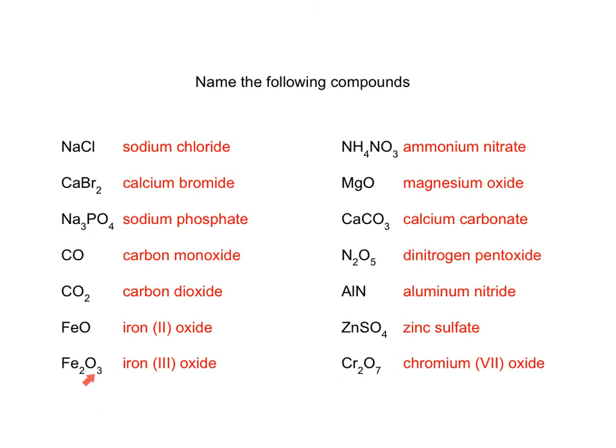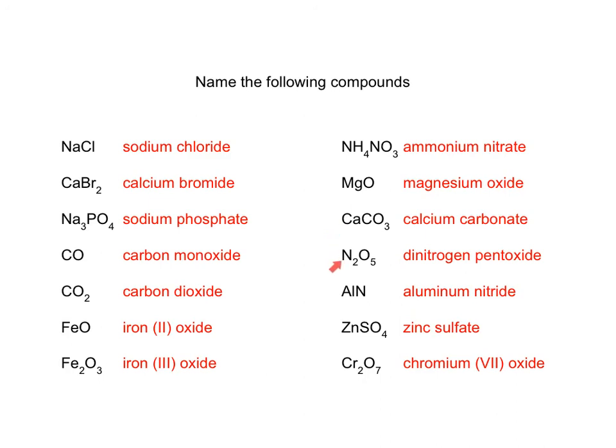Now we have 3 oxygens for a total charge of -6. We have 2 irons, therefore the charge on each iron must be +3 for iron(III) oxide. Here we have 2 polyatomic ions coming together, so we just use the names of those for ammonium nitrate. Another ionic compound, magnesium and oxygen. Magnesium is a group 2 metal, so we just use its name of magnesium oxide. Ionic compound composed of the calcium ion and the carbonate polyatomic ion.